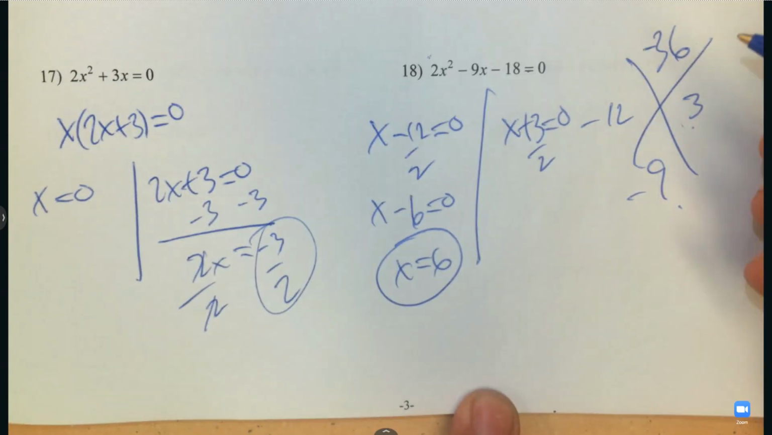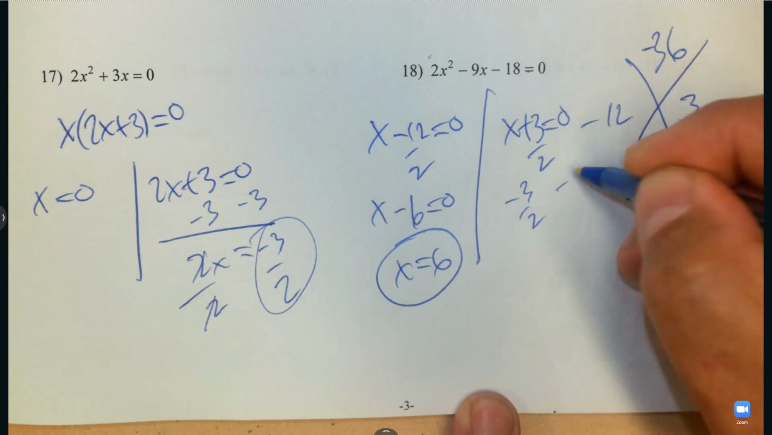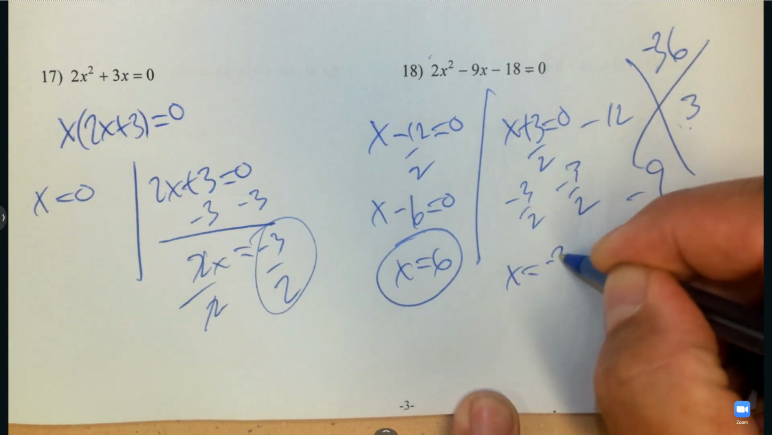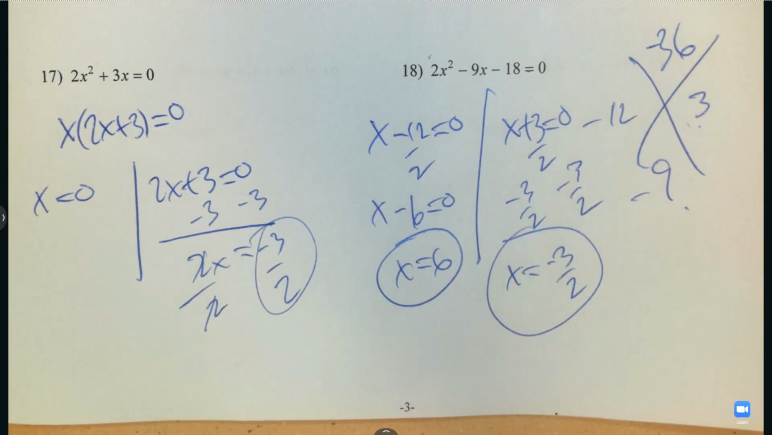Here, 3 divided by 2 doesn't simplify, so just subtract that to the other side, and you have the second answer. And that could also be written as negative 1/5.